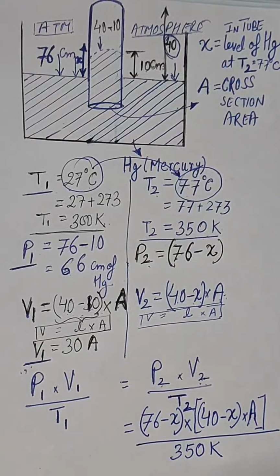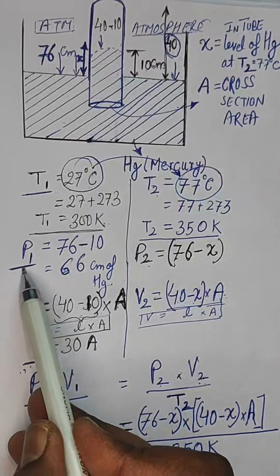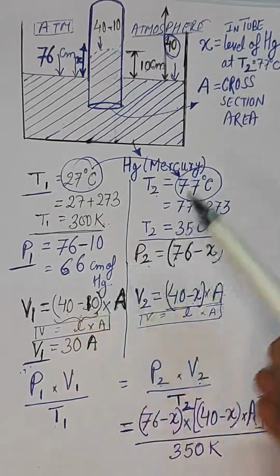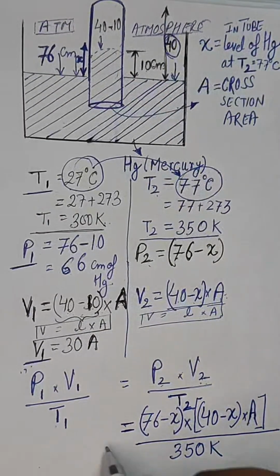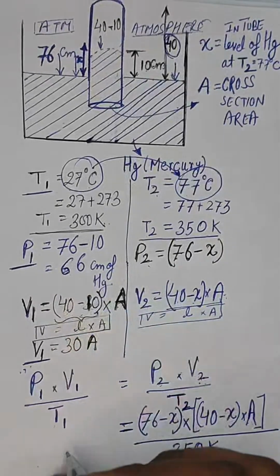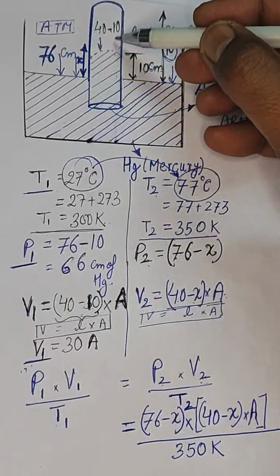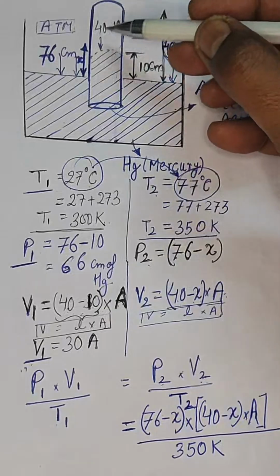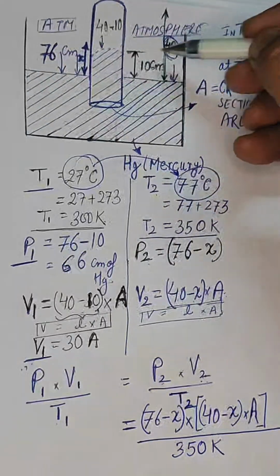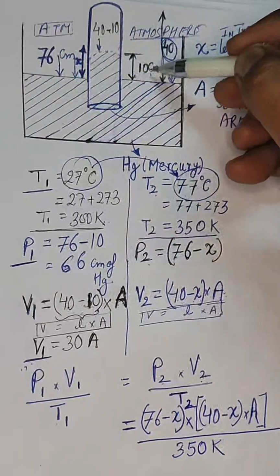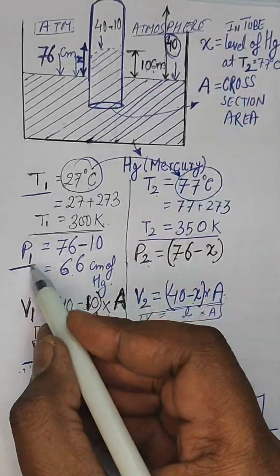Here, 350 K. And into the LHS, we have P1, V1 and T1. What is P1? P1 is 66 because earlier, at the beginning, 10 centimeter of mercury had already risen into the test tube. So 76 minus 10, because the pressure created by the air inside the test tube is 66. So that's why P1 is 66.